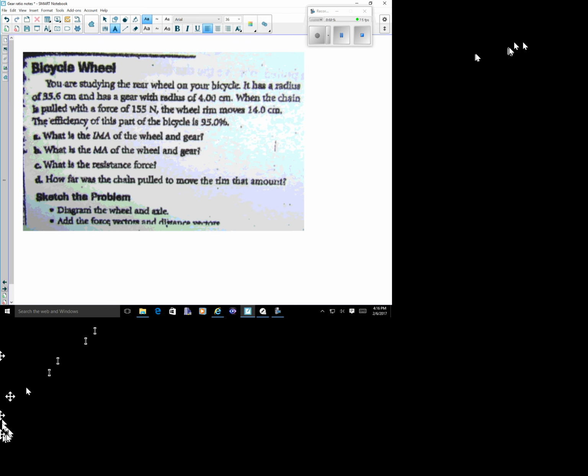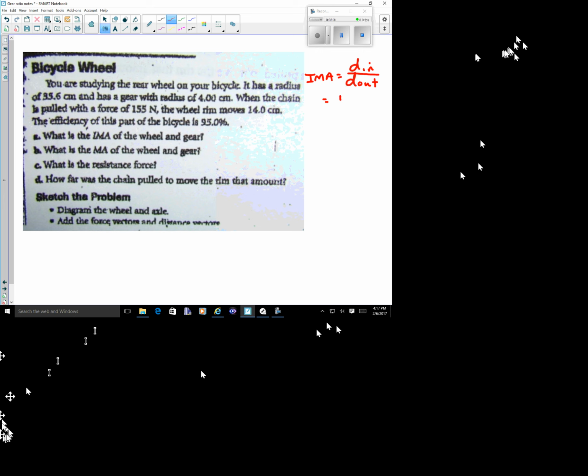Now it says, what is the ideal mechanical advantage of the wheel and gear? So let's write this down if we possibly can. Hold on. Okay, so we got to remember that ideal mechanical advantage, or IMA, was the same thing as distance in over distance out. Well, if you're just looking at this wheel, you got to remember that the distance in is what you put in on the chain, on the gear rather.